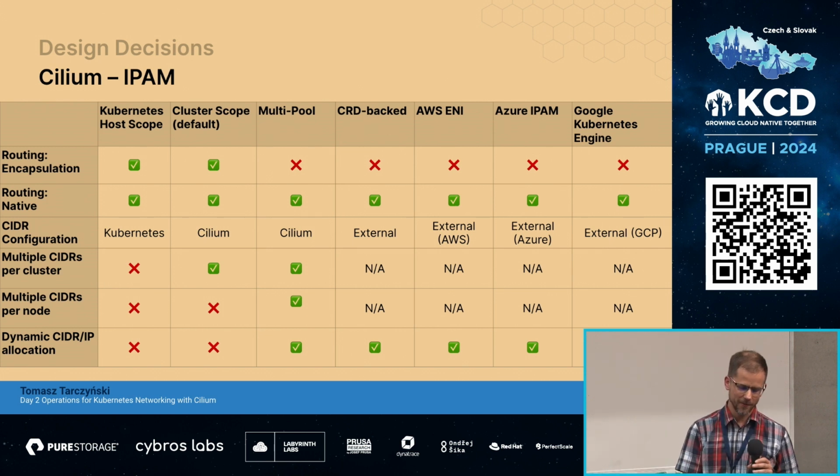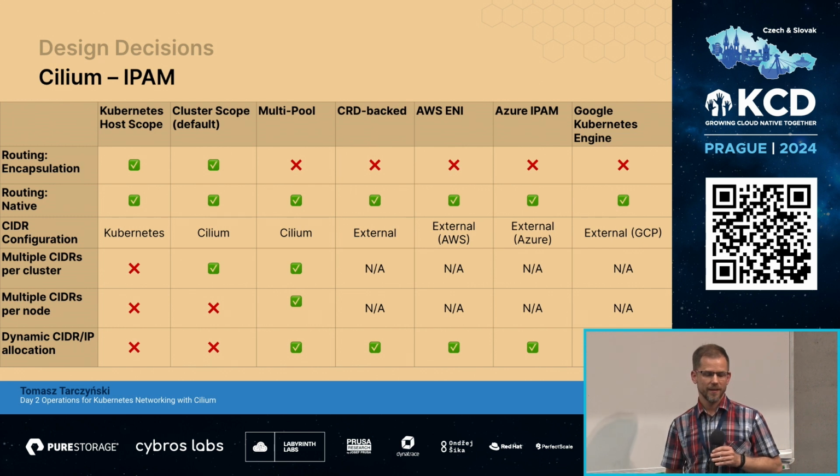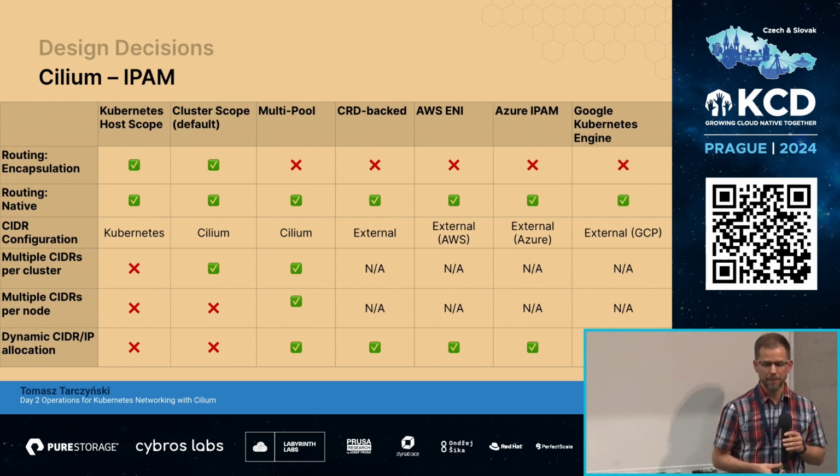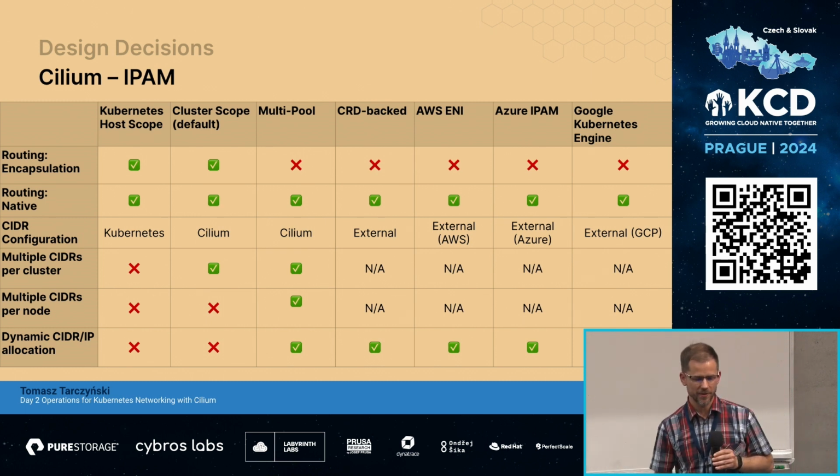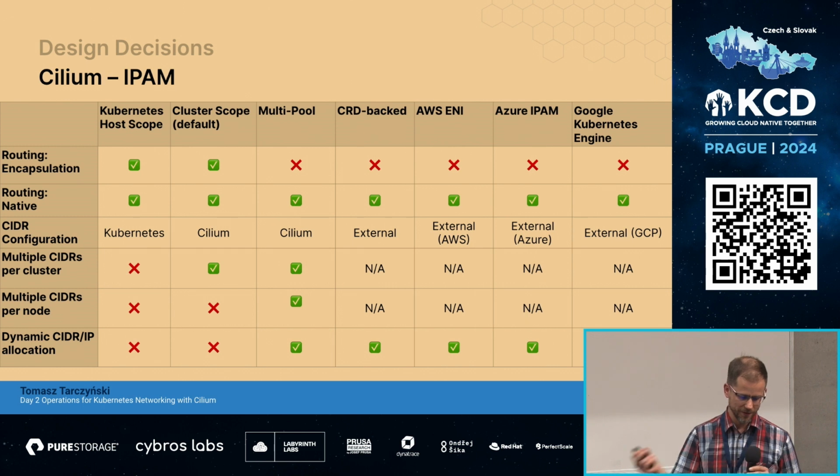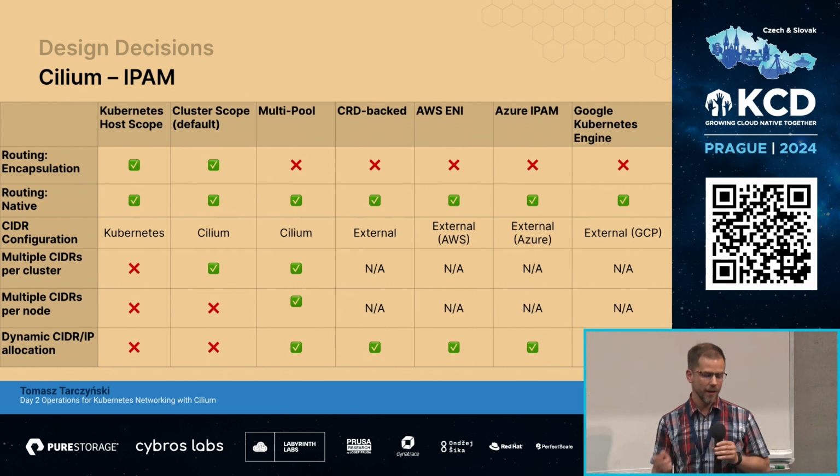But there is a caveat to that. If you run a managed cluster in one of the cloud providers, then I would say it's way better to choose one of the IPAM options provided by those cloud providers. Each of them has their own thing, and you would run native routing then.